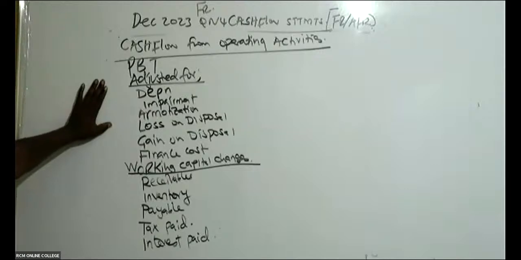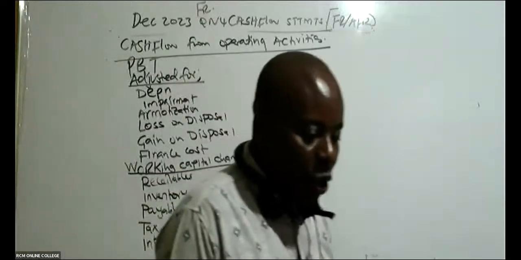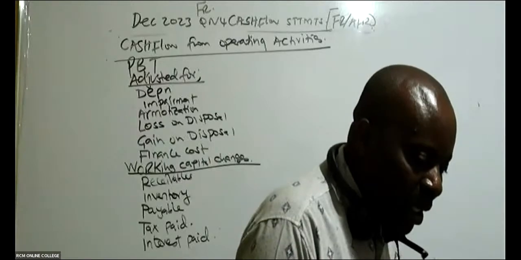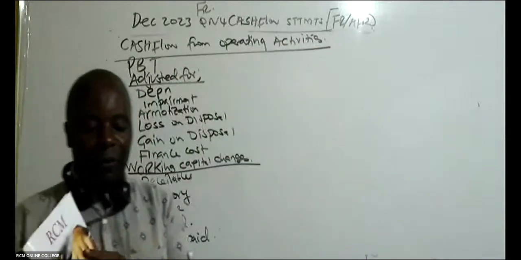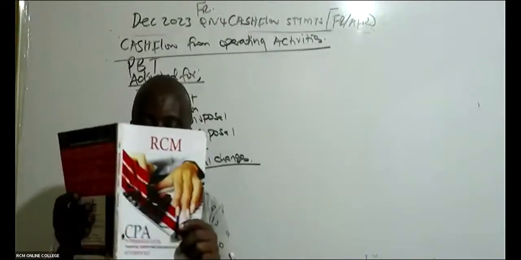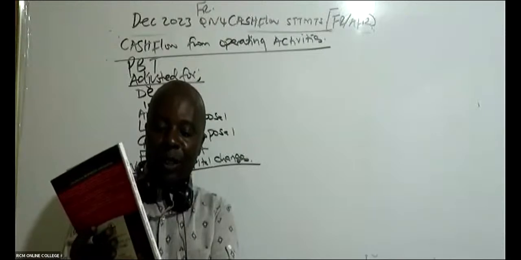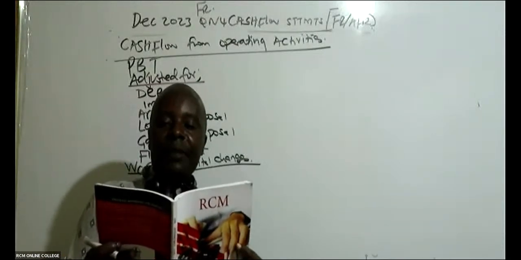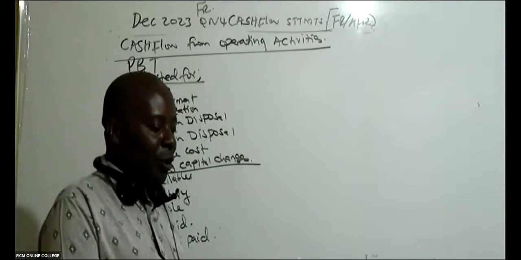And then now you slot in the things here. Look at the income statement given in this December. For those of you who have got these revision kits, RCM's revision kits, you go to page number 75, financial reporting. We are given here a statement of comprehensive income for the year ended 31st October 2023.